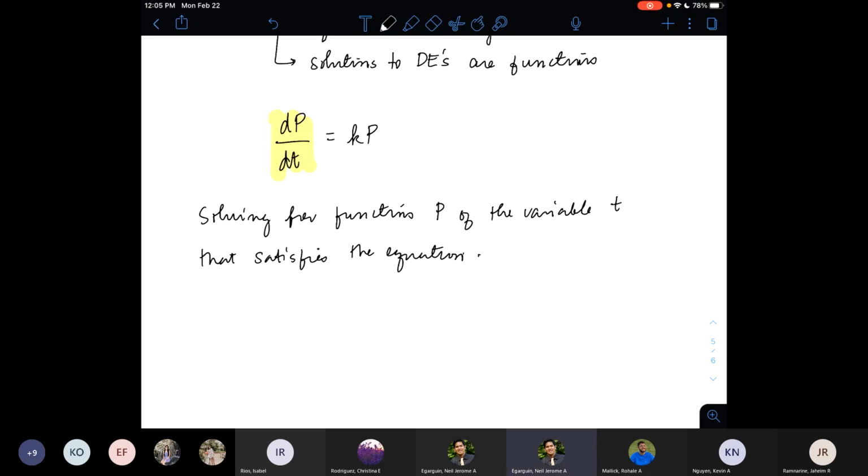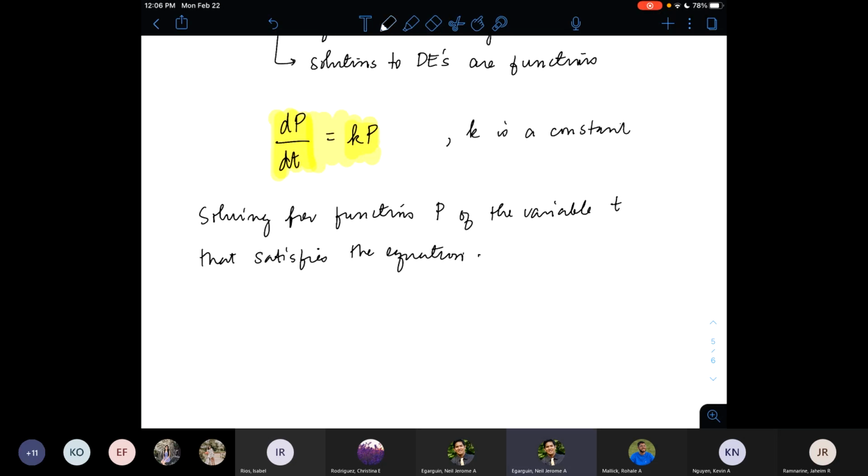It will be useful in several applications. Why? Because if you read it from an applied perspective, you see that the left-hand side is dp over dt, which is the rate at which p changes with respect to time. And the right-hand side is k times p, a constant k times the current function value. So this equation tells us that the rate at which p changes is proportional to the value of p. Here k is a constant.